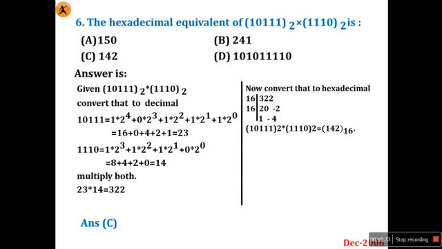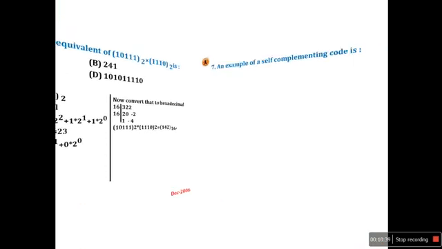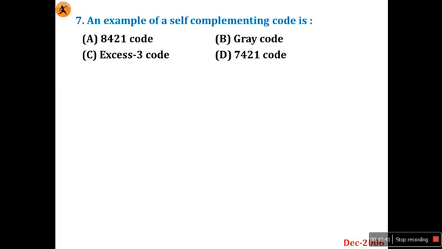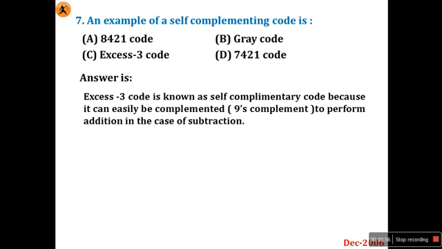Means if you have enough time, don't worry about it, but don't make any mistakes. Okay, next we'll go for an example of a self-complementing code: 8421 code, Gray code, XS3 code, or 7421 code. Self-complementary code is a property, it is a direct answer, that is XS3 code.